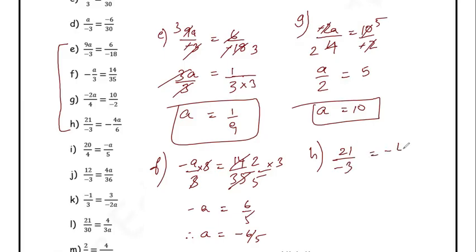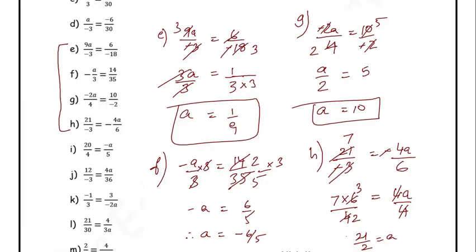H. 21 over negative 3 is equal to negative 4A upon 6. Negative negative goes. 3 goes into 21 7 times. Now you want to get rid of the 6 in the denominator. You multiply 6 on both sides. So you got 7 times 6 is equal to 4A. Now you want to get rid of the 4, so you divide 4 on both sides. 4, 4 go. Now 2 goes into 4 two times, 2 goes into 6 three times. So your final answer is 21 over 2 is equal to A.